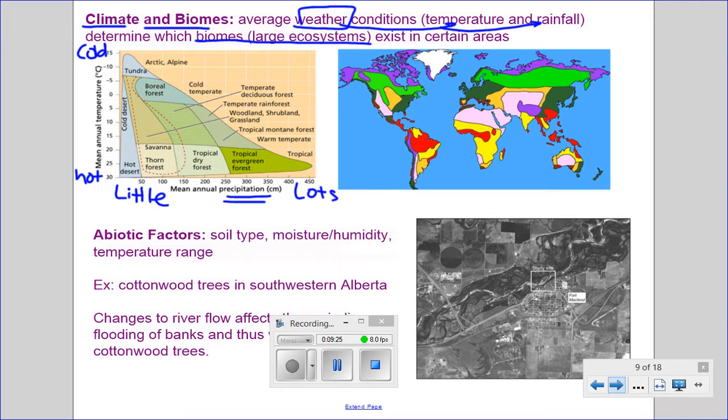And what we're trying to illustrate is that these two conditions determine which type of ecosystem is going to exist there. So weather conditions are the big contributing factor to what type of ecosystem there is. An ecosystem will determine what type of organism can live there.